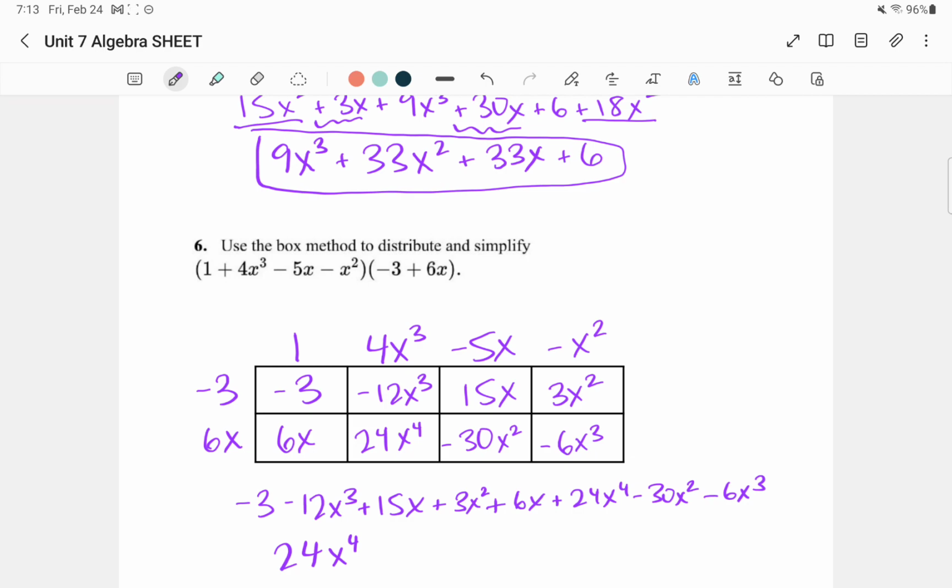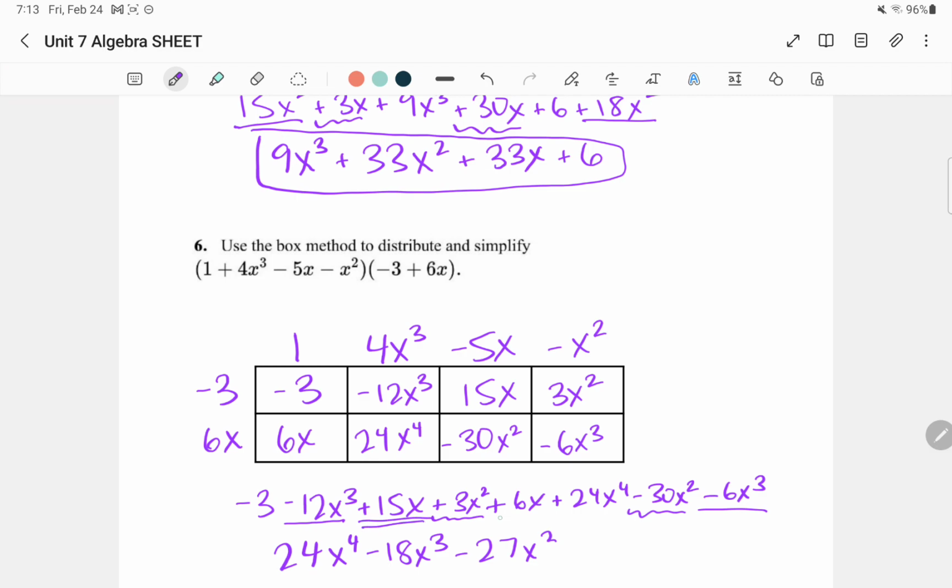So I'm just going to go in that order, but it's up to you. So after x to the fourth, I'm going to look for x to the third, which would be right here. So negative 12 minus 6 is negative 18. So minus 18x to the third. Now I'm going to look for x squared, which is right here. 3x squared minus 30x squared. So 3 minus 30 is negative 27x squared. Did I miss any x squared? No, that's it.